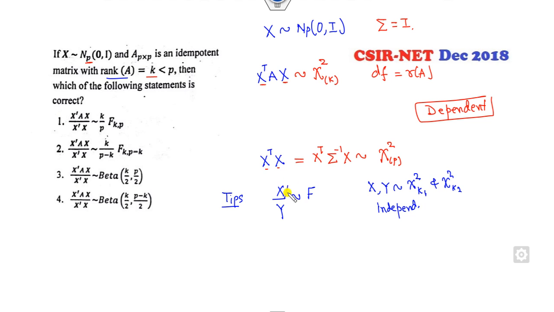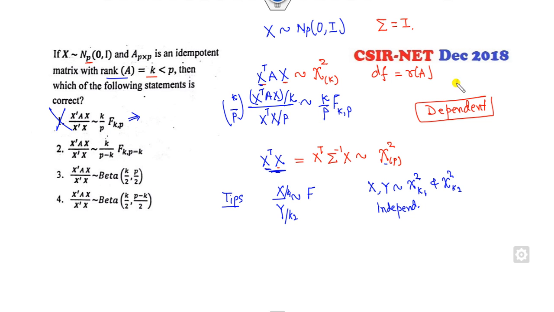Then this divided by k1, this divided by k2. But now you can see they are not independent, so the F distribution is not applicable. If you think about it this way, x transpose A x divided by k, and x transpose x divided by p, that means k over p. I can multiply and divide, so this follows k by p times F(k, p). Then according to you this is the correct option.